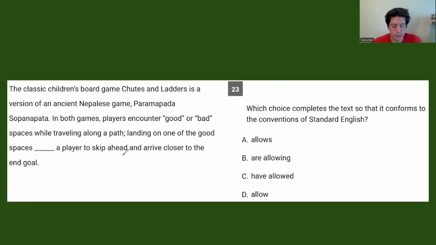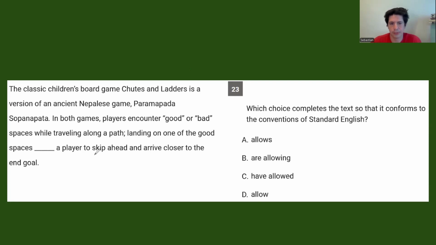Okay. So then on this one, right? Let's see. Then it's about the verb again, right? Allows, are allowing, have allowed, allow. So let's look at this part. Landing on one of the good spaces. So land can be a verb, but landing is a gerund. This is sort of like the subject, right? It's a thing that's doing something.